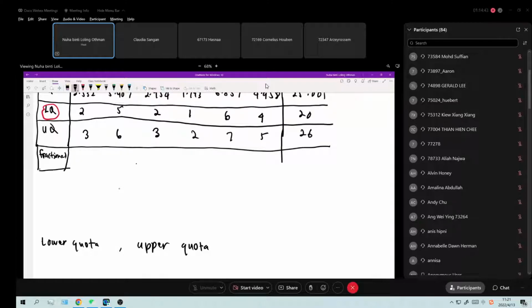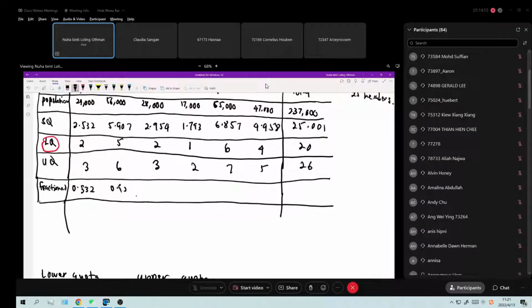So here, this one becomes 0.532. This one 0.907, 0.954. This one 0.793. This one 0.857. This one 0.958. Okay. So here, when you see this, you try to calculate which one will get the extra seat.